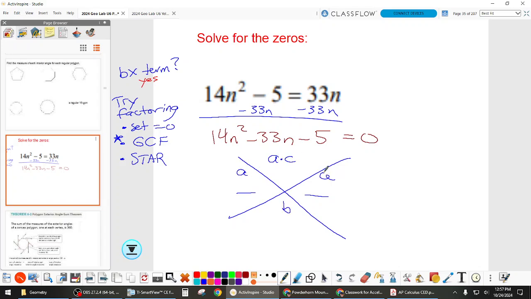All right, what is a times c in this case? Negative 70. What's b? Negative 33. a is 14. That's kind of a weird a value, huh? We haven't had too many big a values. All right, so factors of 70 that add up to 33. This would probably be a good example to just go through your list and do your best to get all of them. So start with 1 and 70, and then 2 and 35.